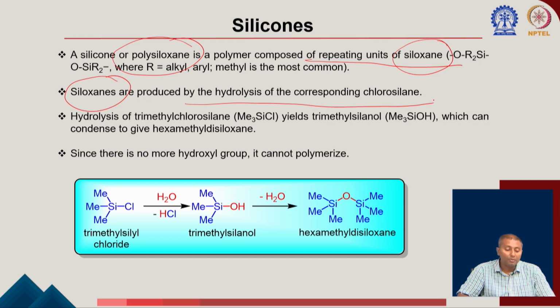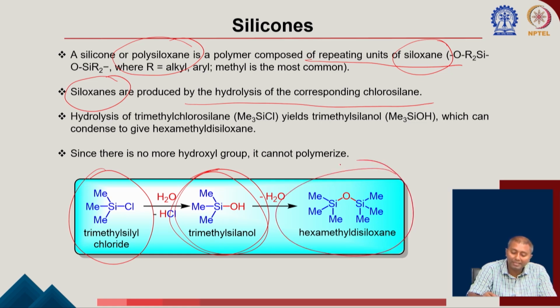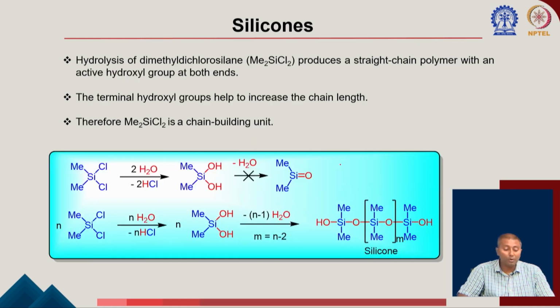Now, the question comes: depending on how many chlorides you started with, trimethylsilyl chloride or dimethylsilyl dichloride, you will be able to make different polymers. From trimethylsilyl chloride, once you hydrolyze, you can form trimethylsilanol, but it is not going to stay like that. It is going to immediately form a dimer, forming hexamethyldisiloxane.